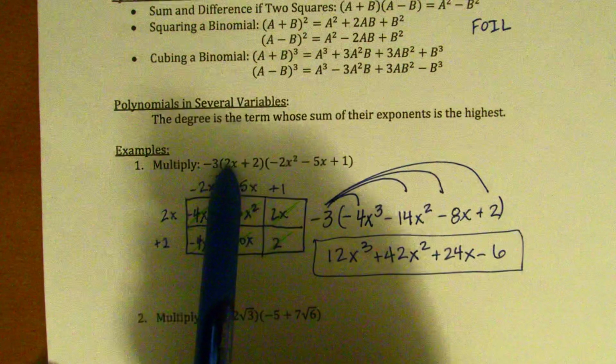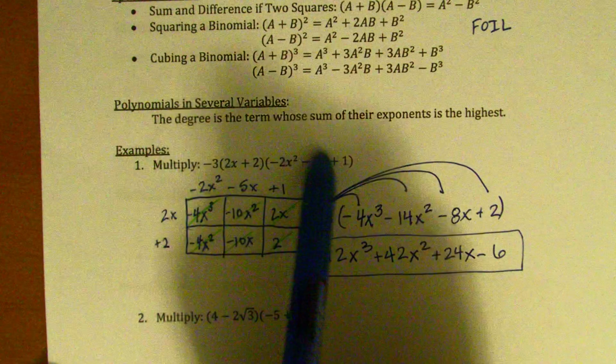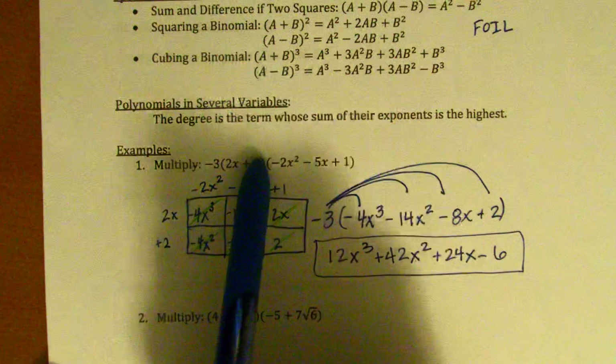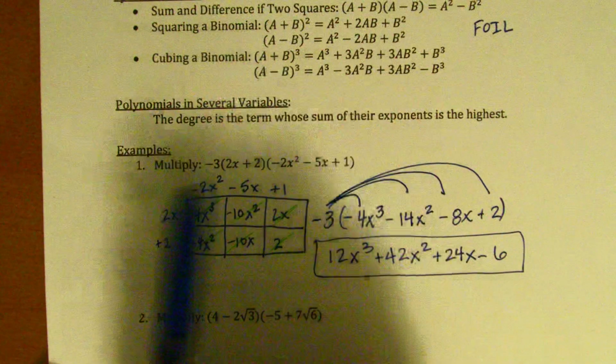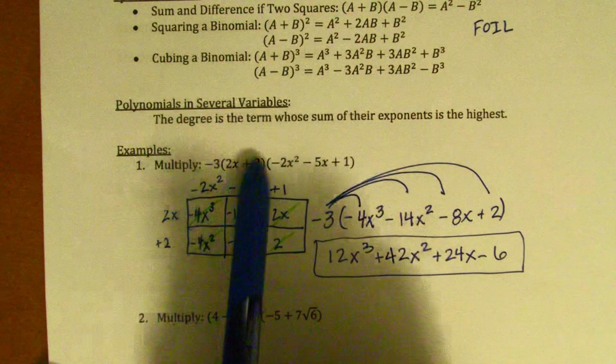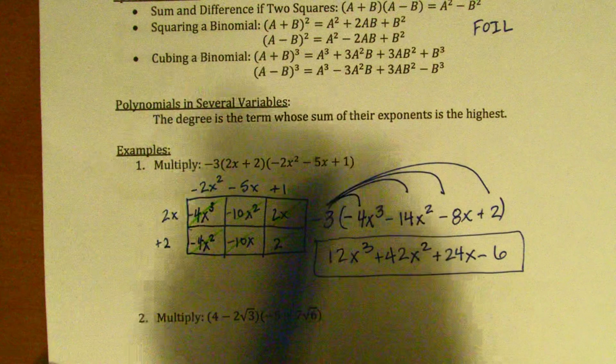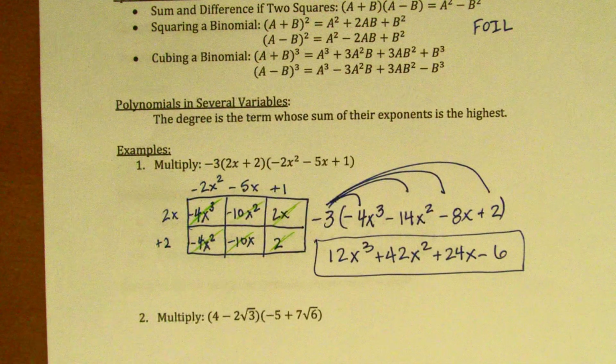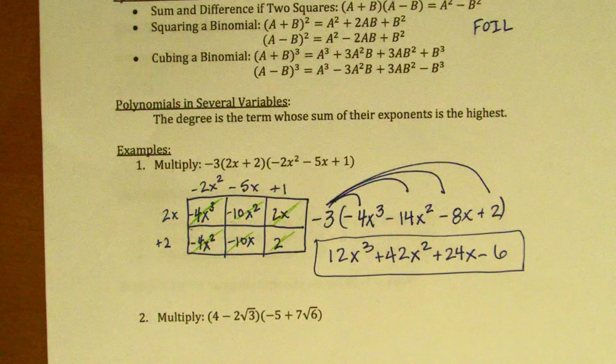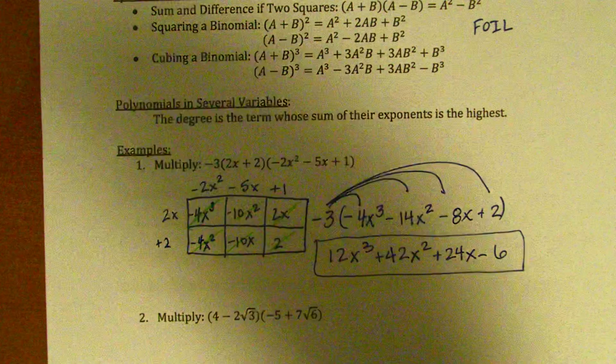So again, I like this better than FOIL because if you were going to do FOIL here, you would have to do 2x times 2x squared, 2x times this, 2x times this, and then 2 times this, and 2 times this, and 2 times this. And when these get bigger and bigger, if we had 3 terms times 3 terms, or 3 and 4, it just starts to get really messy. So it's up to you. You can use FOIL or you can use the box method.